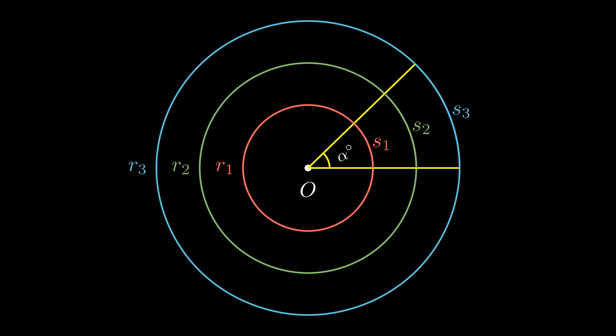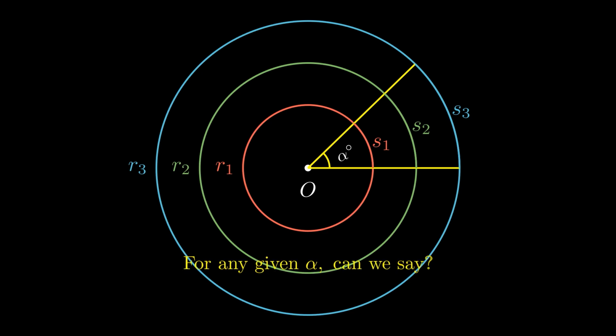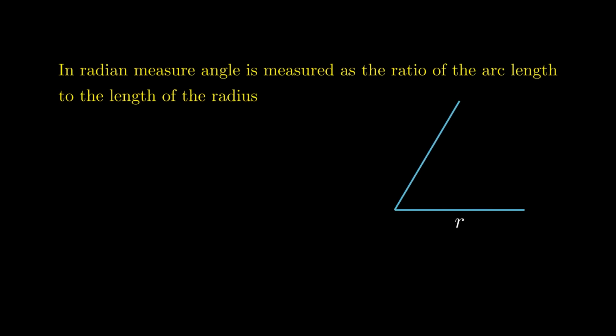Okay. From our previous learning, can we write alpha over 360 is equal to S1 by 2 pi r1 is equal to S2 by 2 pi r2 equals S3 by 2 pi r3? For any given angle alpha, can we write S1 by r1 equals S2 by r2 equals S3 by r3? What that means is for any given angle, the ratio of the arc length to the radius of the arc is always constant. In that case, can we use this constant as the measure of angle?